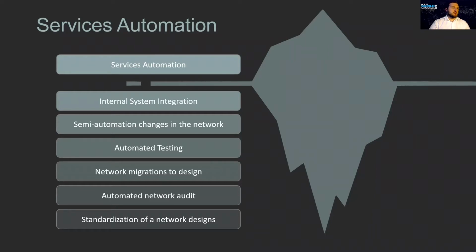The fourth stage is automated testing, because any changes in designs, policies, templates should be automatically tested in the laboratory. Then, semi-automatic changes in the network. Before deploying automation, it is necessary to make semi-automatic changes within the production network to avoid errors and mistakes. And of course, you need internal system integration, because most likely the provider has legacy systems for network maintenance, so it is necessary to integrate with these systems. And once all stages are completed, we are ready to start to automate services.